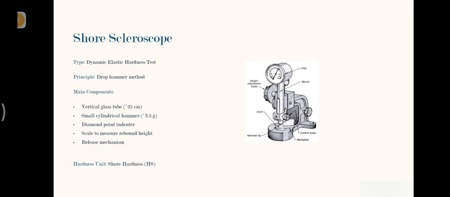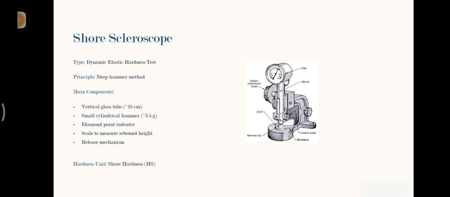In this Shore scleroscope, we have a dial such that we can measure the height of the barrel. Here the barrel is nothing but the height. We have a ball that goes downwards, and we have a height adjustment knob such that we can determine the height.